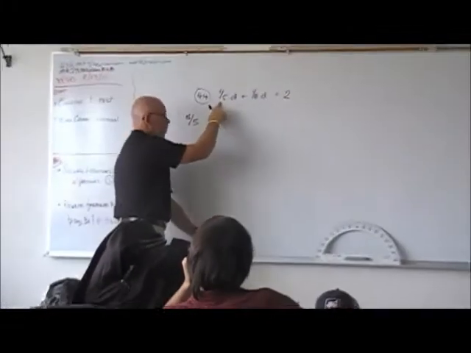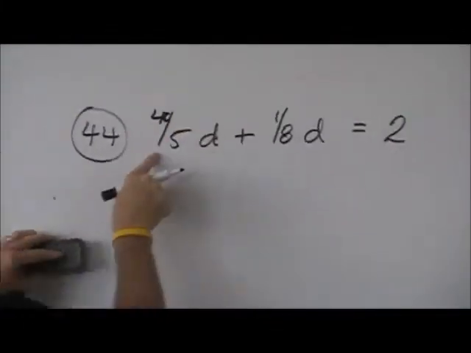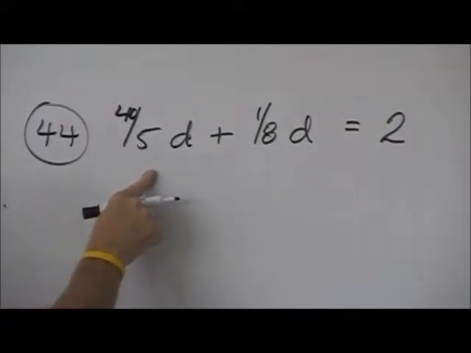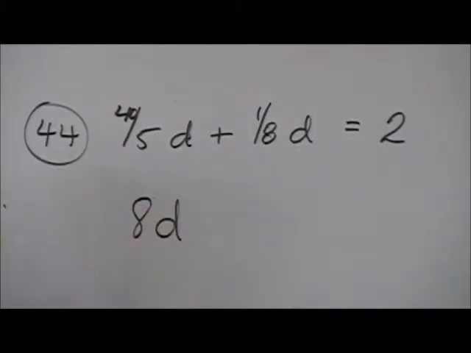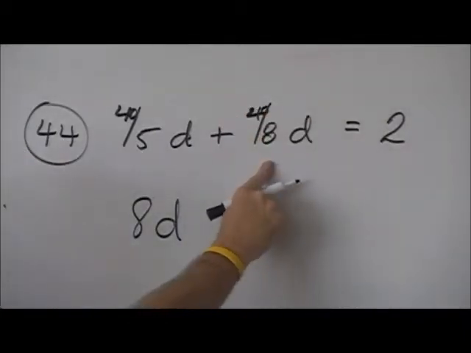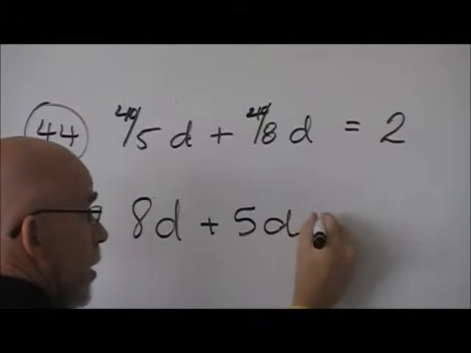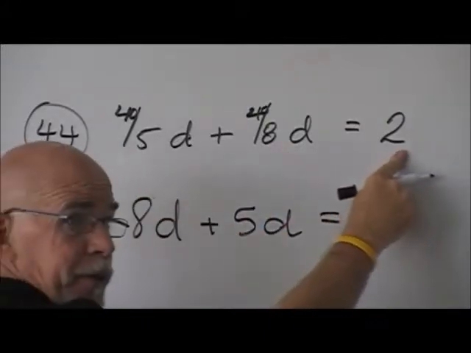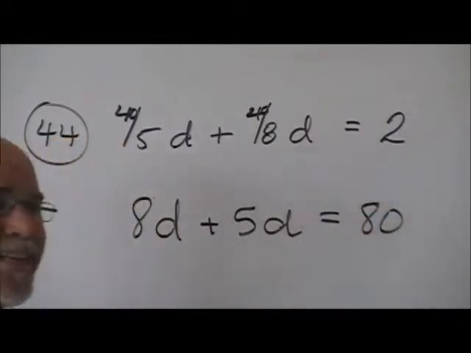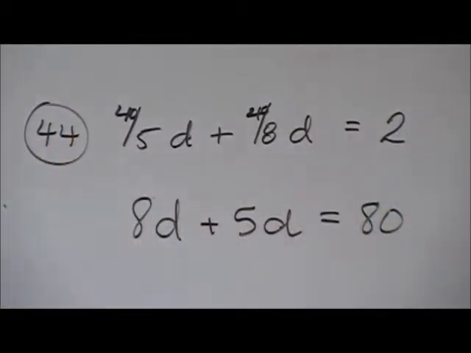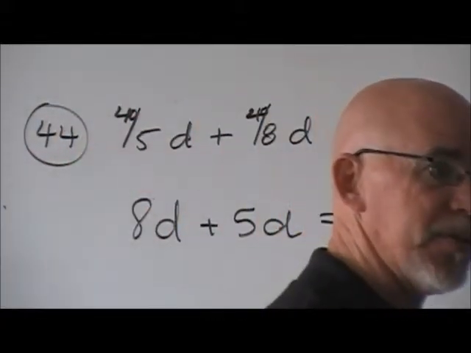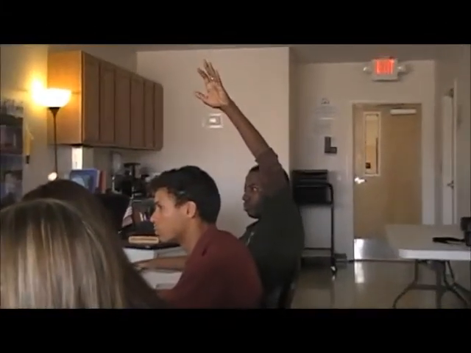So if I multiply this by 40, what do I get? 40 divided by 5, eight. The fraction is now gone. If I multiply this by 40, I can do anything to anything as long as I do it to everything. That's going to be 40 divided by 8, five. Fraction is gone. I multiplied these by 40, so what must I multiply this by? 40. Now I've got the same equation, the same equality of statement, because I did something to everything. I got rid of the fractions.